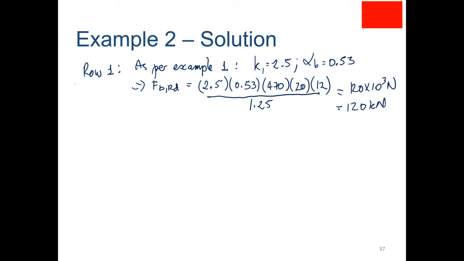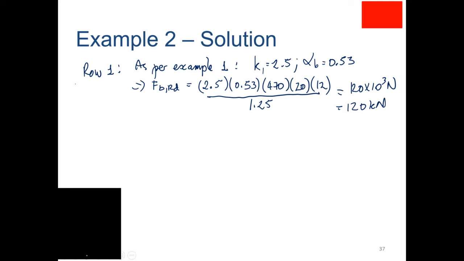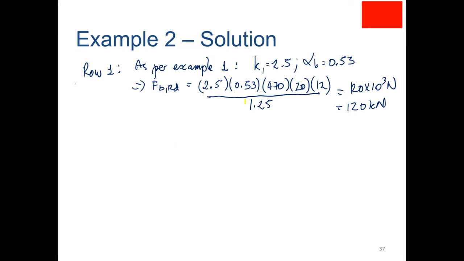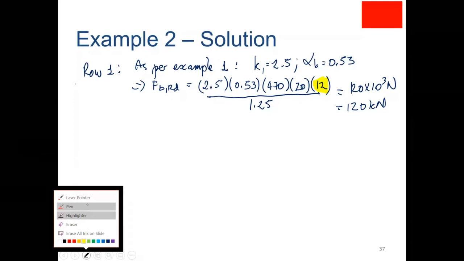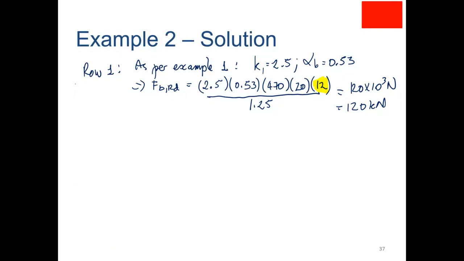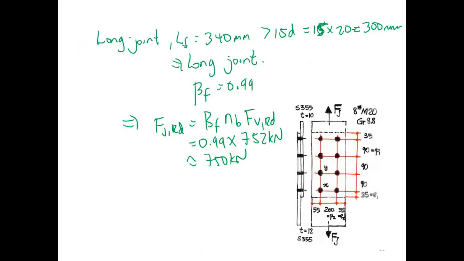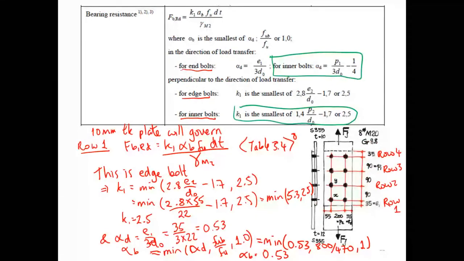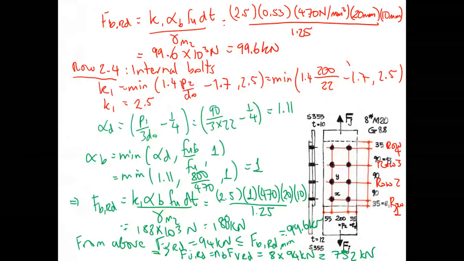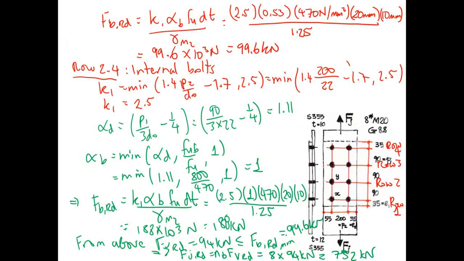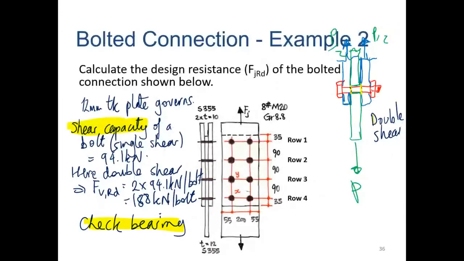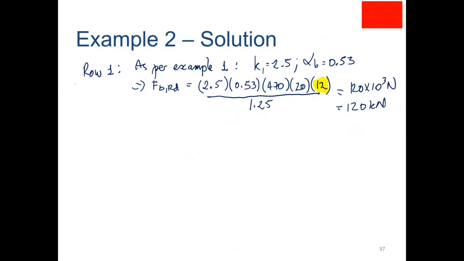So the main change here from the first example is that the 12 mil plate is driving the solution rather than the 10 mil. By increasing the plate thickness, we get to 120, whereas last time we were at 99.6 kilonewtons. So obviously around 100 for 10 mil, and increasing that to 12 mil gives 120 kilonewtons. We've gone up from 100 kilonewtons to 120 kilonewtons.